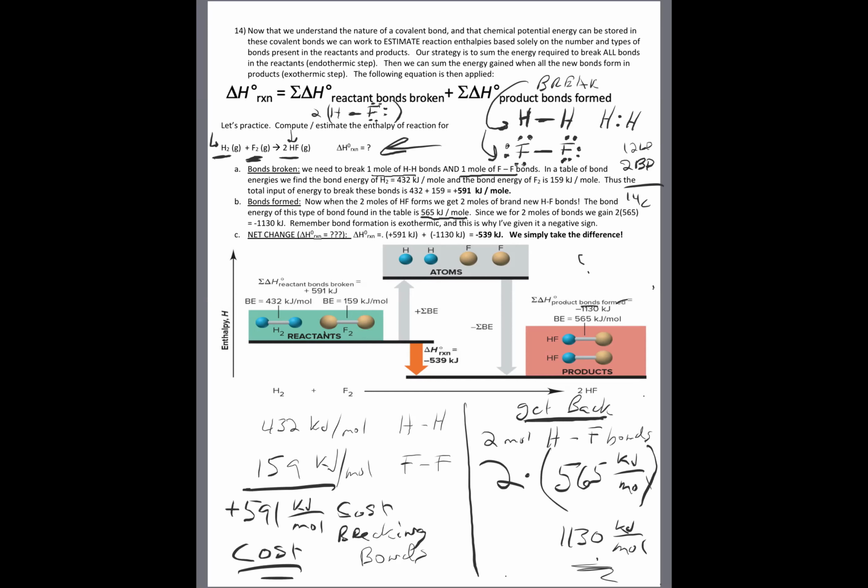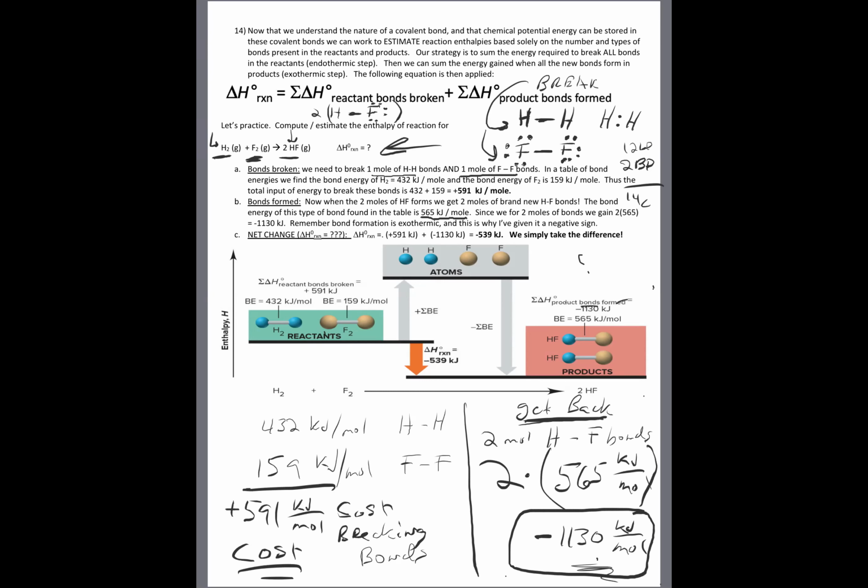Here, this was our cost to break the bond. So we have to put that energy into the system if we're going to get those bonds to break, this 591 kilojoules per mole. But when the new bonds form, we get this energy back. We get 1130 back, okay? So we have to remember that the sign on this one should be negative.